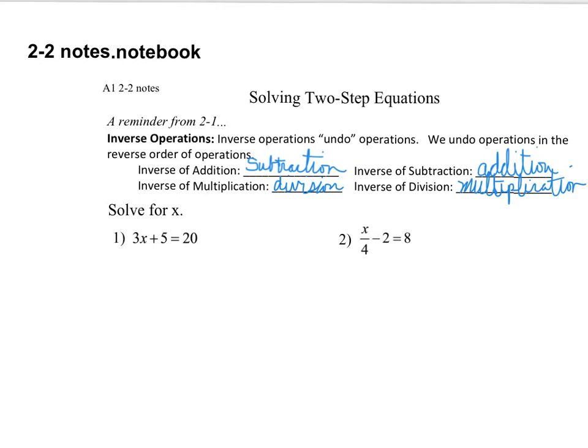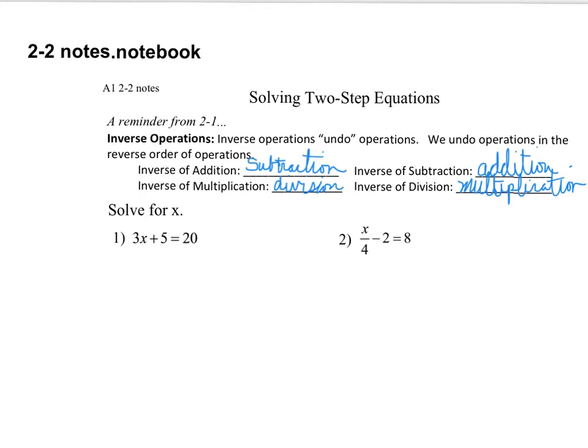So, in order to do our two-step equations, for number one, let's take a look at why they call it a two-step equation. We're really not learning anything new as far as what we need to do. We're just taking more steps to get there. So basically, we're still going to solve for x. Here we go.